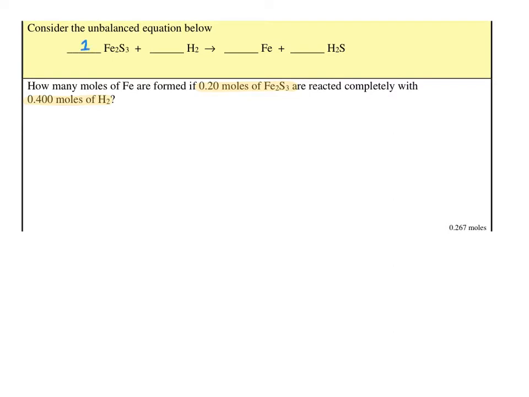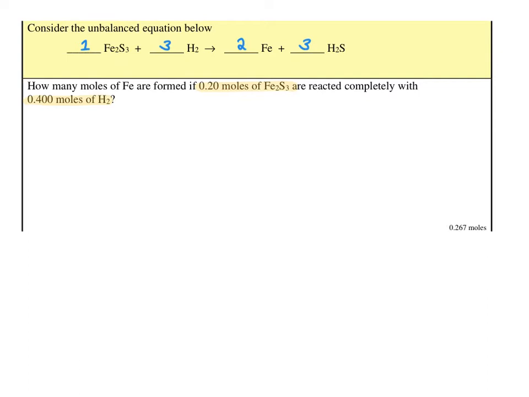We can start here. So we have 2 iron atoms in the reactants, 2 iron atoms in the products, 3 sulfurs in the reactants, so we'll need 3 in the products. That means we have 6 hydrogen atoms in the products. We'll need 6 hydrogen atoms in the reactants. So we now have our balanced chemical equation.